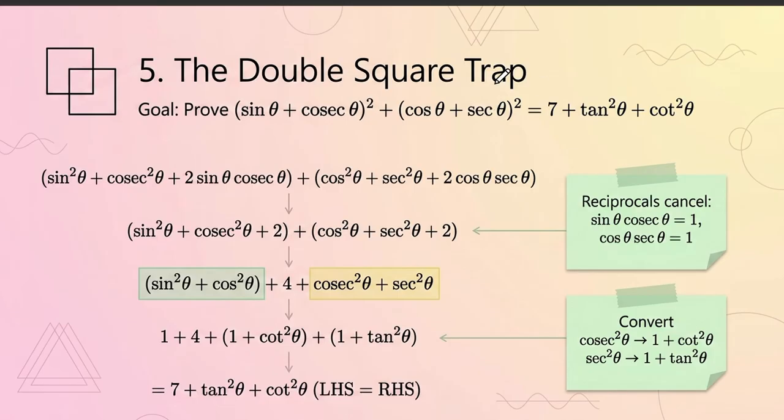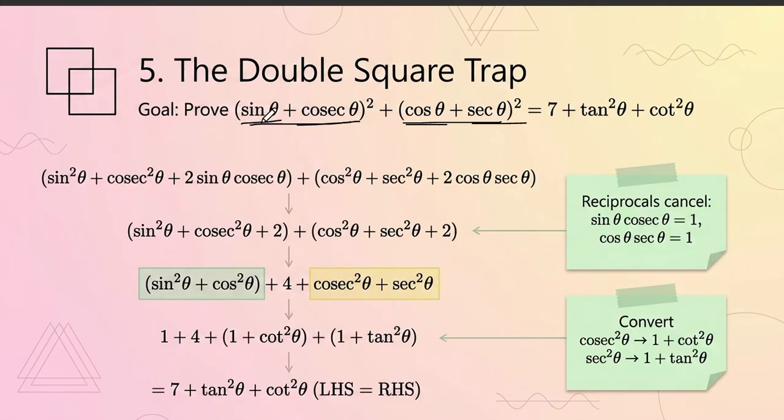The double square triad. Okay, this is also an important proof. What is given in the LHS? (sin theta + cosec theta) the whole square plus (cos theta + sec theta) the whole square. So whenever a whole square is there, just open it. We'll apply (a + b) the whole square here as well as here.